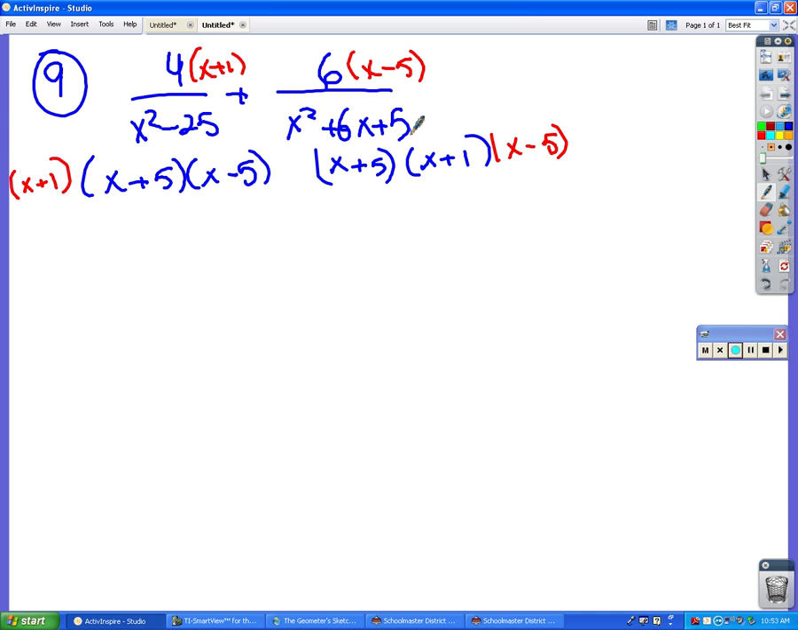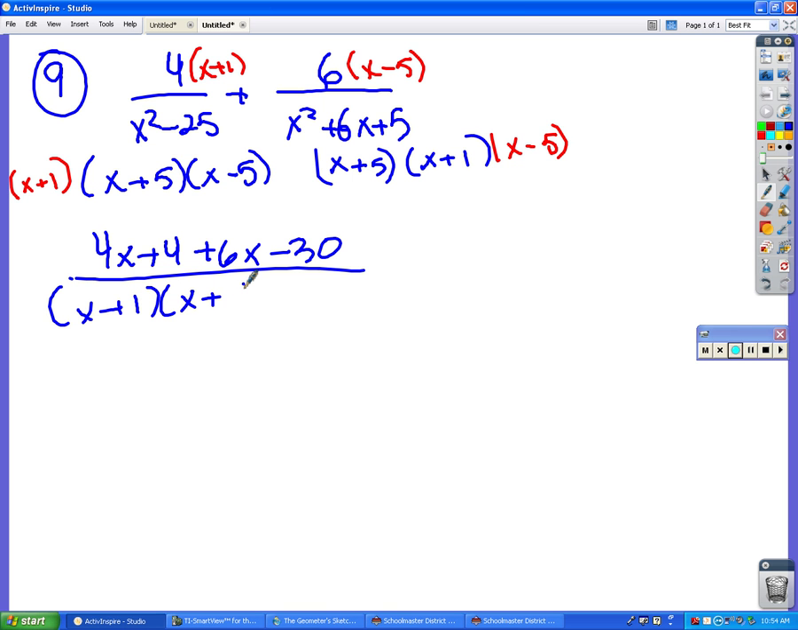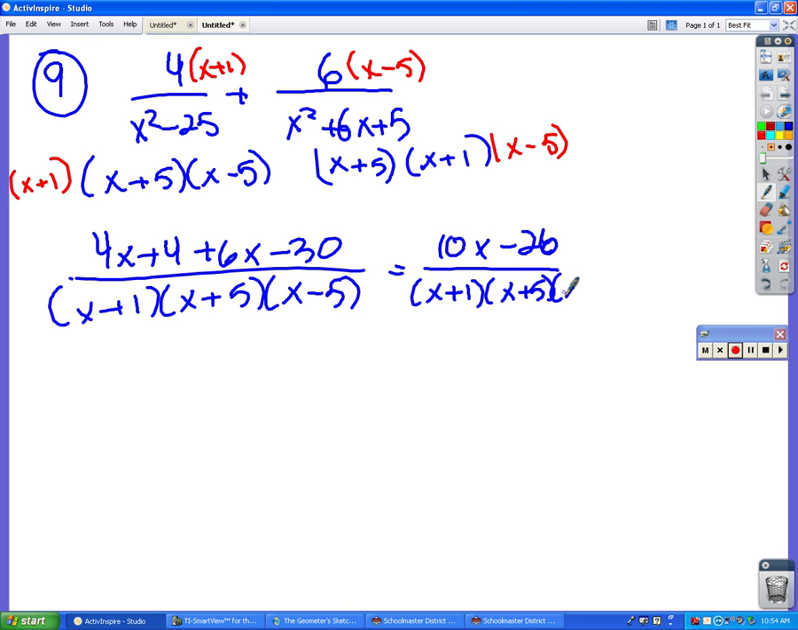All right, so that means now I can distribute on the top there and get 4x plus 4. Distribute on the top over here and get 6x minus 30. And that's all over x plus 1 times x plus 5 times x minus 5. Combine my like terms on top gives me 10x minus 26, not 24. Okay, so x plus 1, x plus 5, x minus 5.